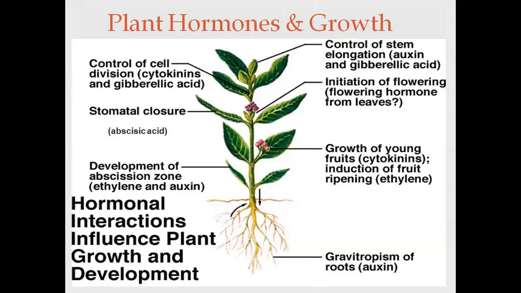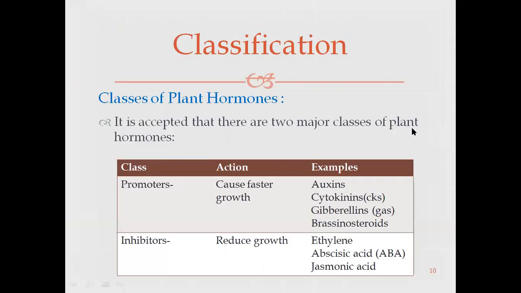So now, first of all, you can see in the plant the control of cell division by cytokinins. At a glance, these are all the examples of plant hormones in the plant and their functions. We'll discuss one by one. First is the classification of plant growth hormones. The promoter causes faster growth, like auxin, cytokinin, gibberellic acid. And the inhibitor that reduces growth and development is ethylene, abscisic acid, jasmonic acid. These are the things. But all of them, promoters and inhibitors, are called plant hormones.